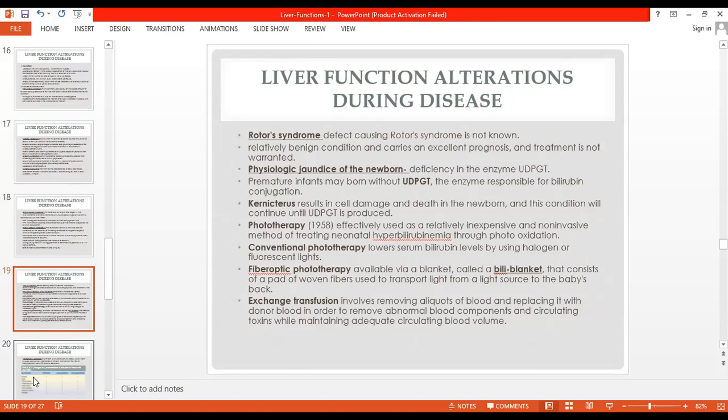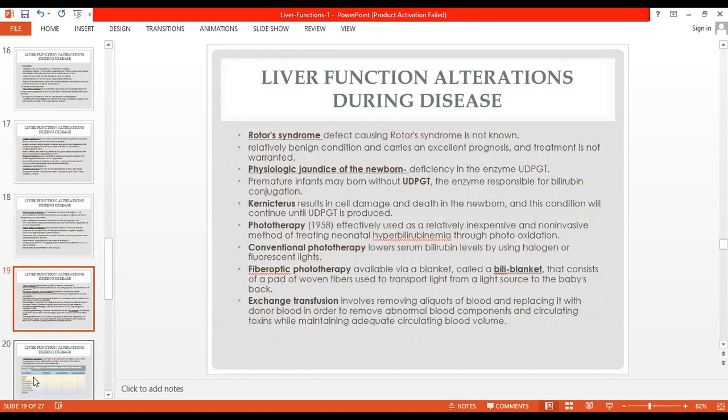When unconjugated bilirubin builds up in the neonate, it cannot be processed and it is deposited in the nuclei of brain and degenerate nerve cells, causing kernicterus. Kernicterus often results in cell damage and death in the newborn, and this condition will continue until UDPGT is produced. Infants with this type of jaundice are usually treated with phototherapy to destroy the bilirubin as it passes through the capillaries of the skin.